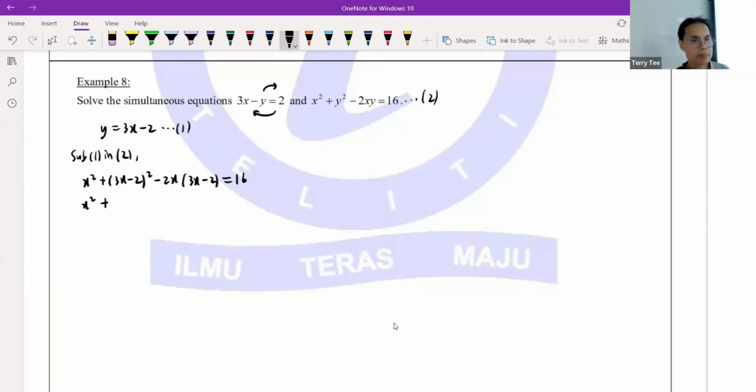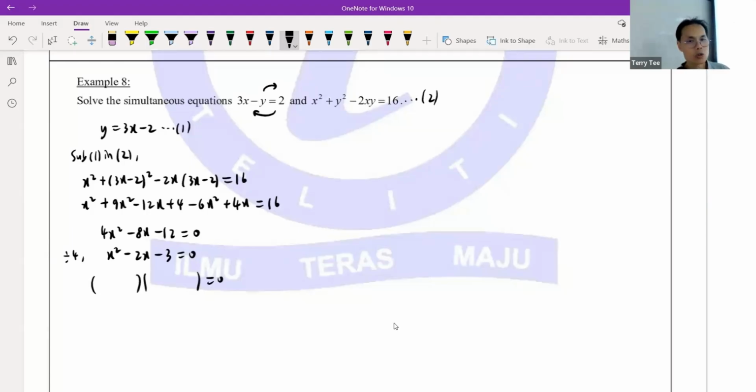So this will be x squared plus 9x squared minus 12x plus 4 minus 6x squared plus 4x equals 16. Put this together. This will be 4x squared, right? 1 plus 9 is 10, 10 minus 6 is 4. Then 4 minus 8 minus 12 equals 0. Divide everything by 4. x squared minus 2x minus 3 equals 0. We can double bracket factorize, right, everyone? What's the factor? 3 and 2, minus and plus. So my x is either minus 2 or 3.